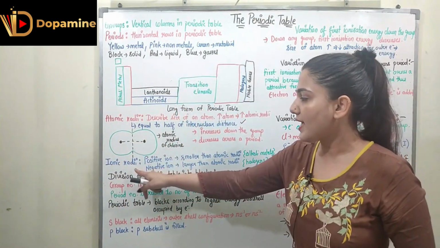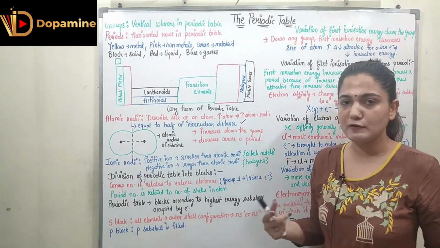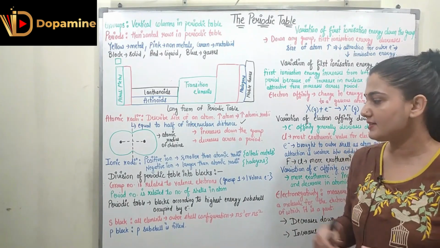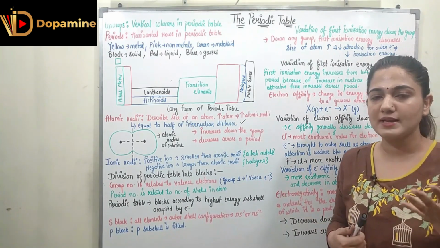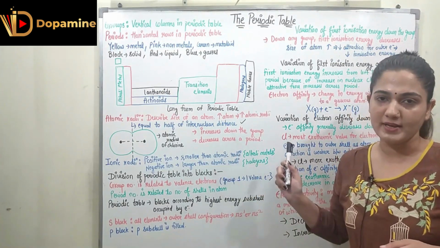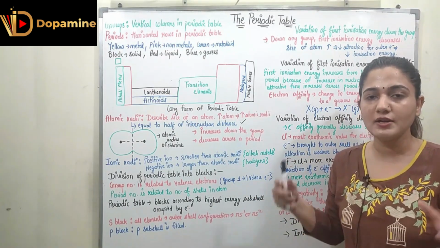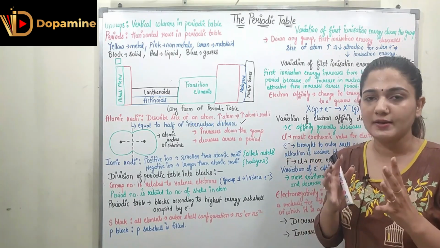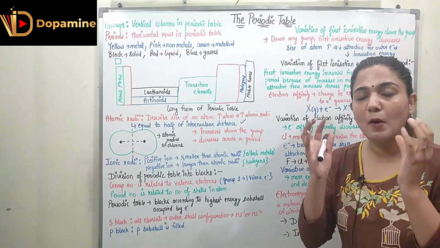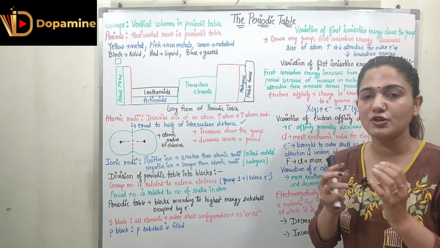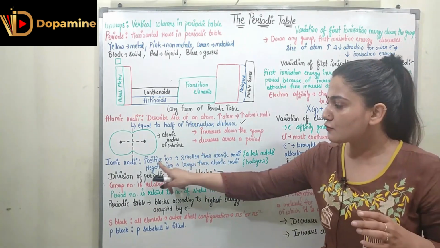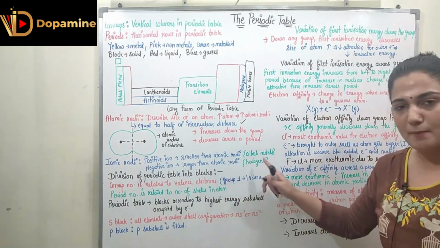Now coming to the ionic radii. Ionic radii can also be found for positive ions and negative ions. For positive ions, in the case of alkali metals, the ionic radii is going to become smaller than the atomic radii. If I remove an electron, the atom will become smaller because the protons are going to increase the attraction forces on the outer electrons, and the radii will be reduced. So the ionic radii for positive ions is reduced compared to the atomic radii.